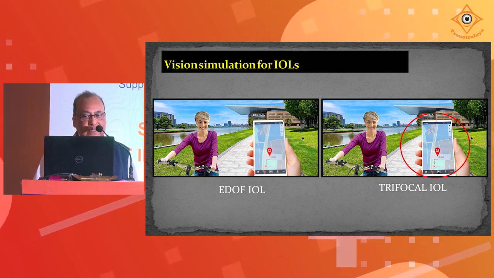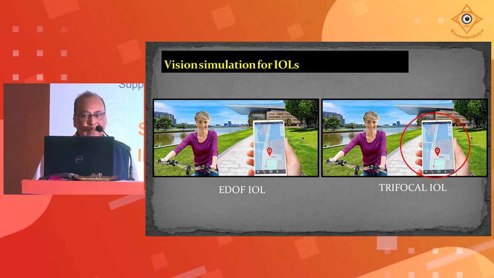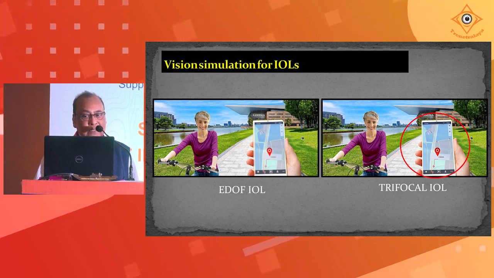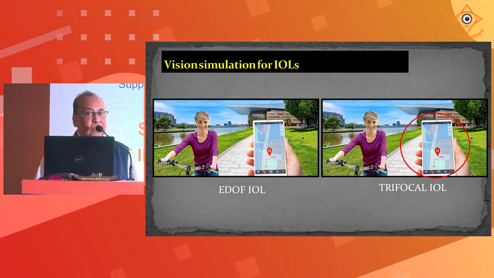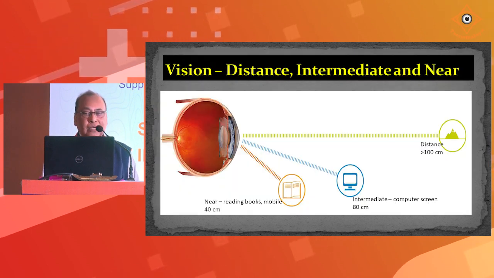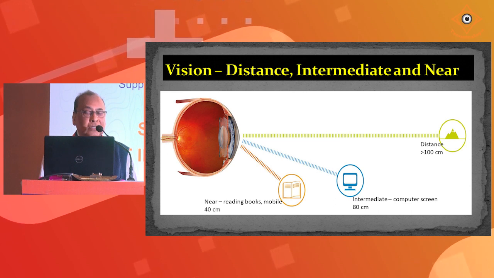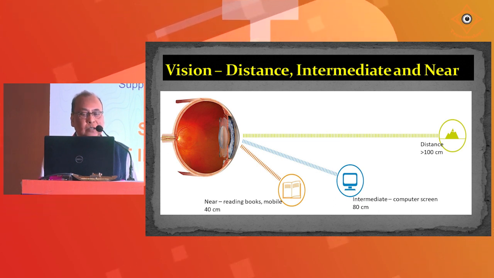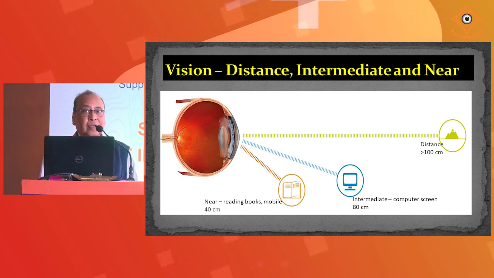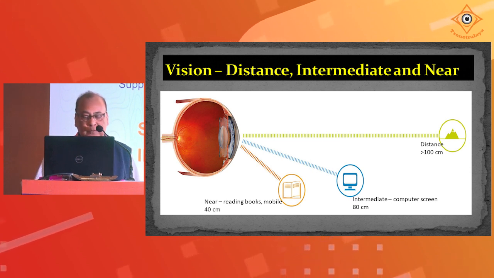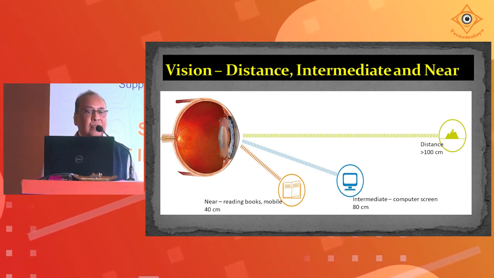So here you see with the example of trifocal, the map which you can see in navigation and all, the small prints with the trifocal, which is not possible with the ADOF lenses. So what are the basic requirements? You need to have a good distance vision, intermediate vision, which is needed for computers and all, average being 80 centimeters, and a near reading vision, books and all, to have a reading vision at 40 centimeters.